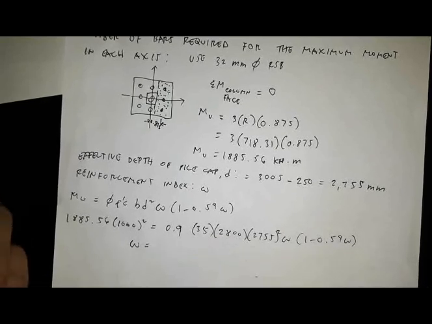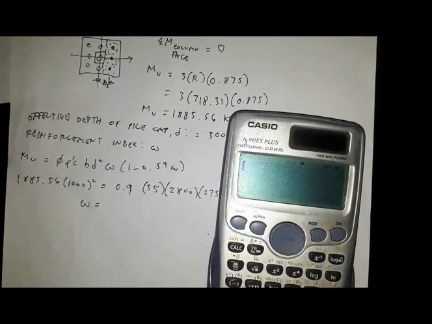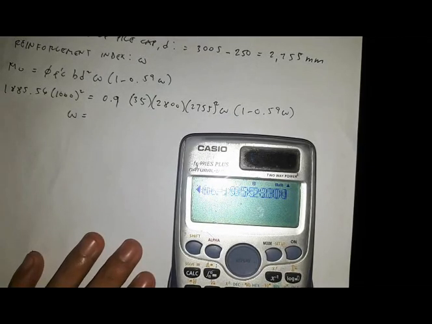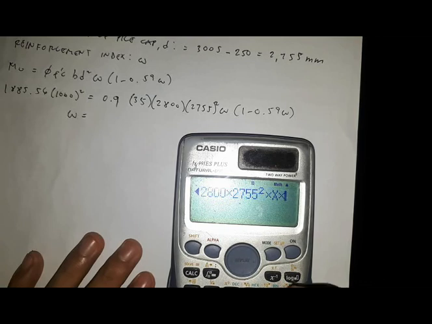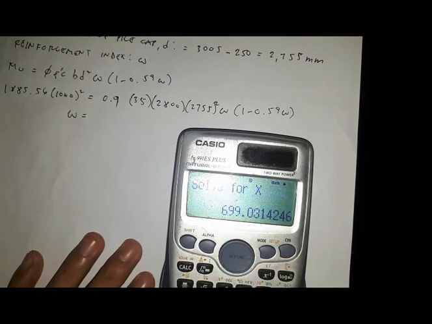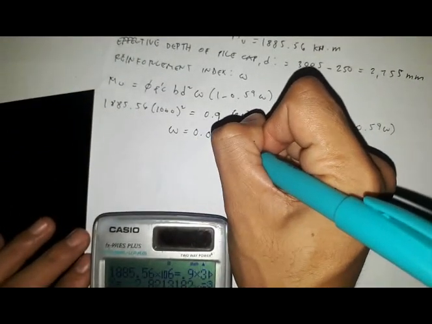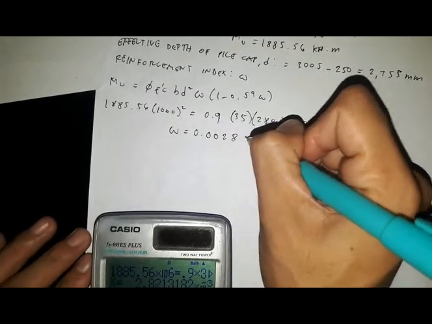We have the reinforcement index of 1885.56 times 1000 squared equals 0.9 times 35 times 2800 times 2755 squared omega times the quantity of 1 minus 0.59 omega. So the value of omega is 0.00282.